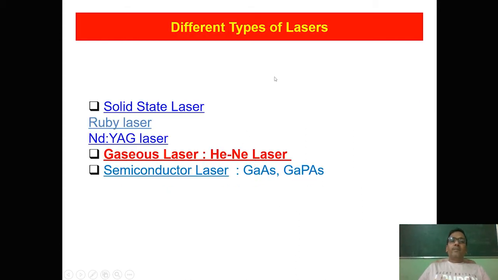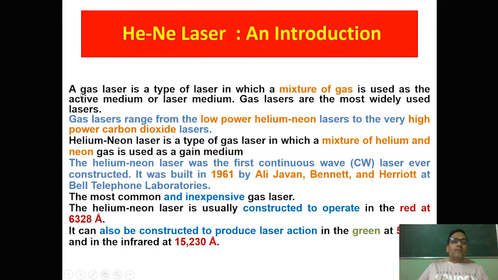So, different types of lasers. This is the detailed classification of lasers. Solid-state lasers are further classified into two parts, the ruby laser and the YAG laser. In gaseous lasers, we have two major types: the helium neon laser and the carbon dioxide laser. Here the helium neon laser is being explained. The third is the semiconducting laser, in which gallium arsenide and gallium arsenide phosphide are considered.